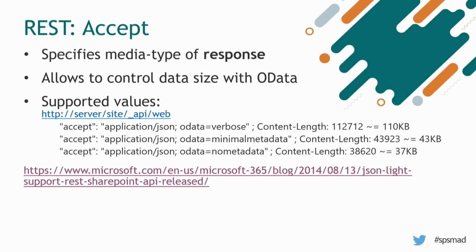In fact, it allows us to minimize the amount of data that we receive from verbose to no metadata more than 2 times. So in case we execute the request to get the information about the web with verbose OData type, we'll receive around 110 kilobytes of information. But if we skip the metadata, we can lower that to 37 kilobytes. That's a pretty huge improvement, isn't it?